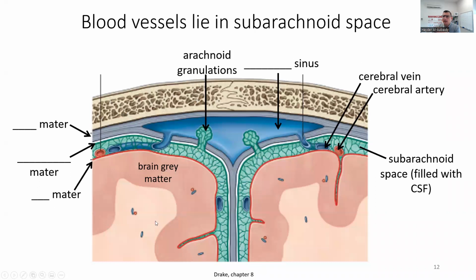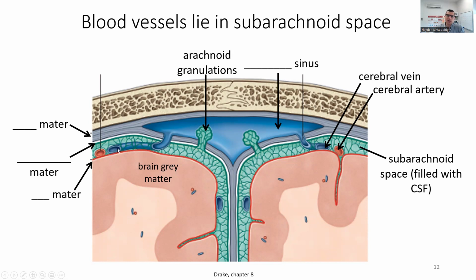Sorry. Don't worry about this. We will discuss this in much more detail later on, but this is just to highlight the dura mater, the thick one, the arachnoid mater, and the pia mater. I've put this here just to show you the subarachnoid space, and we've got the blood vessels here.